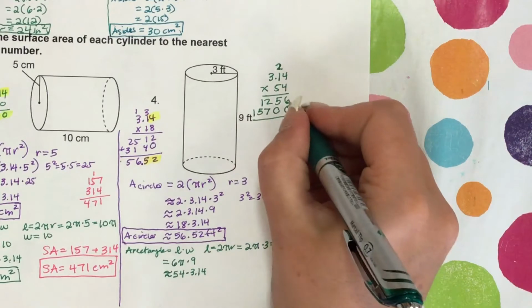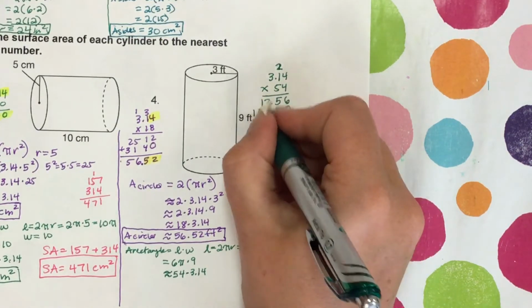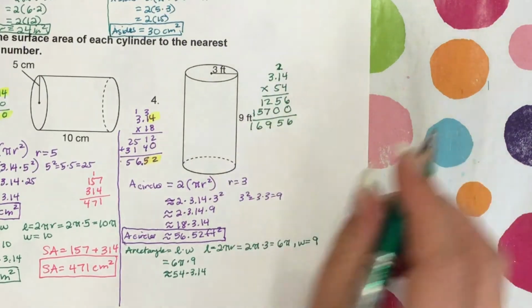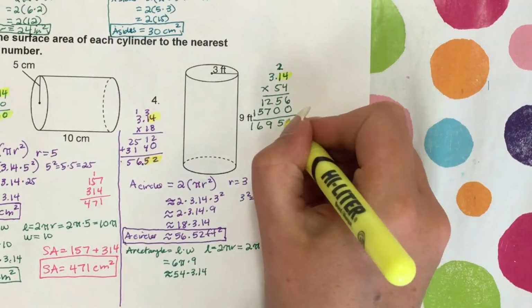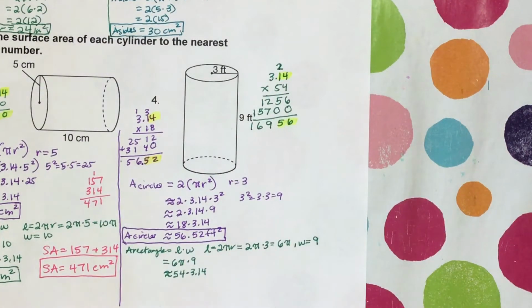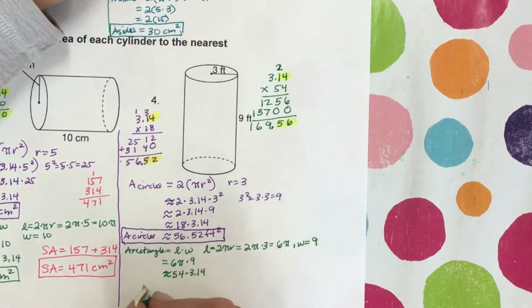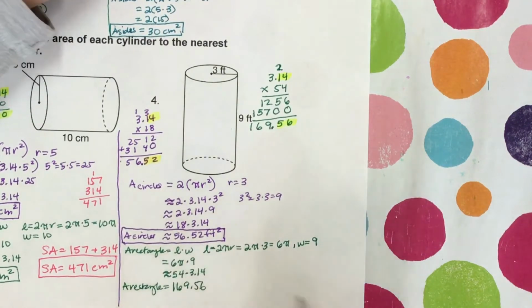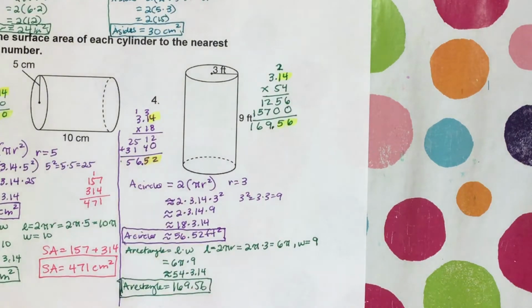And then we add 6 plus 0 is 6, 5 plus 0 is 5, 2 plus 7 is 9, 1 plus 5 is 6, and then we drop the 1 down. Now we just need to figure out where we put that decimal place. There's 2 in the problem, so that means there's going to be 2 in the answer. So our area of the rectangle is equal to 169.56. All right, now we are ready to go ahead and figure out the surface area.